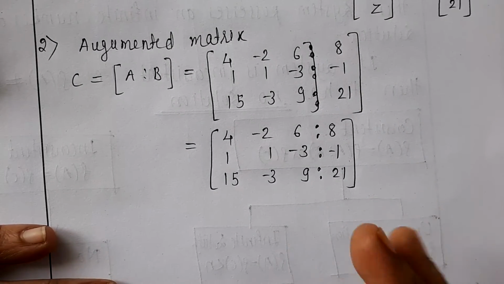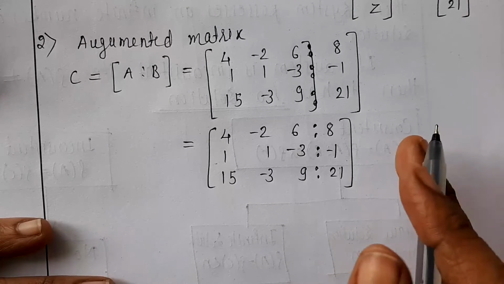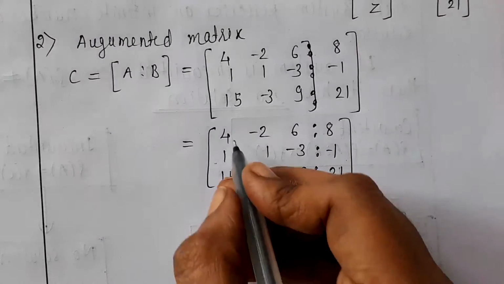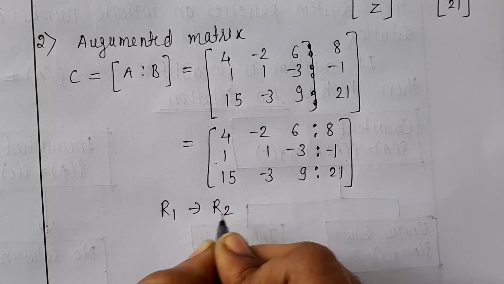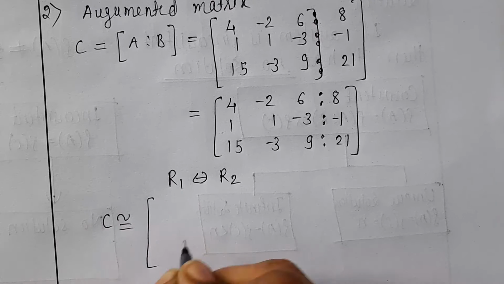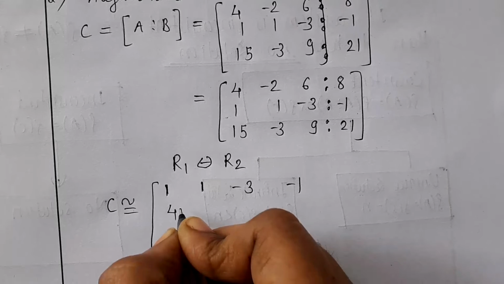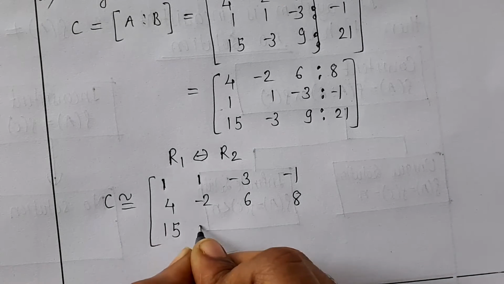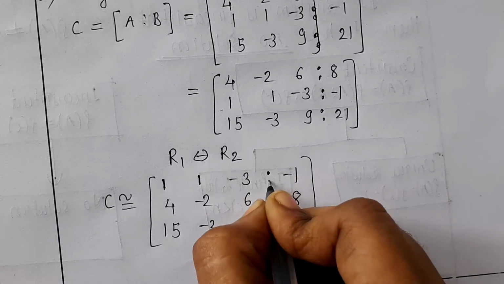Now, same method: first reduce this matrix into the echelon form of a matrix, not the normal form. Here we are using the reduction method by using the echelon form of a matrix. So first we interchange R1 and R2. So the C matrix becomes 1 1 minus 3 minus 1, then 4 minus 2 6 8, and 15 minus 3 9 and 21. So this is our matrix.